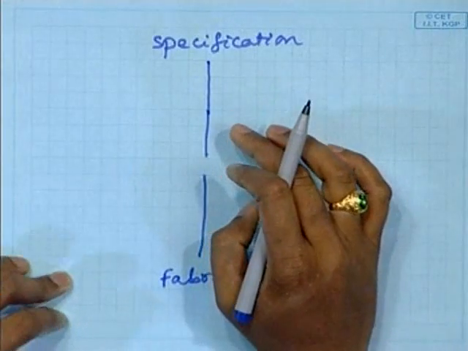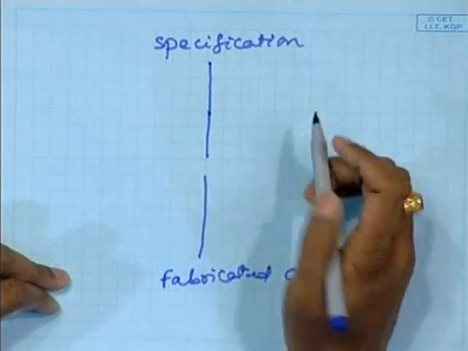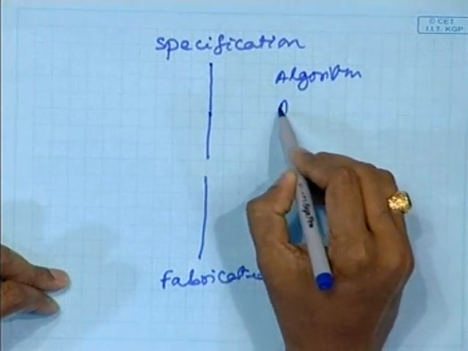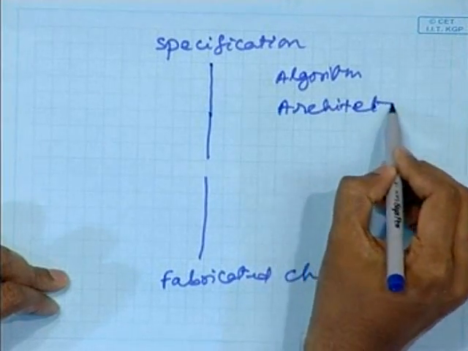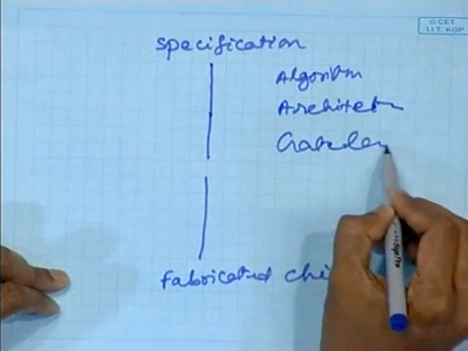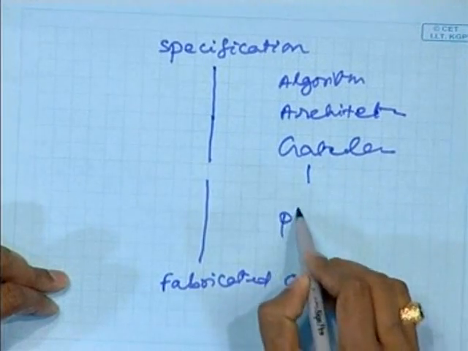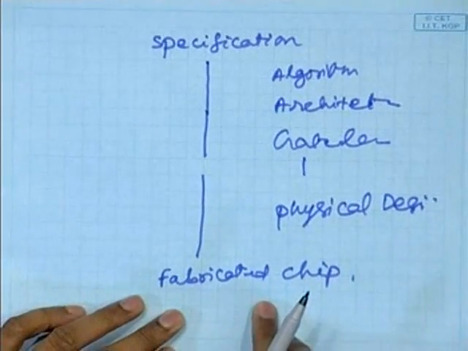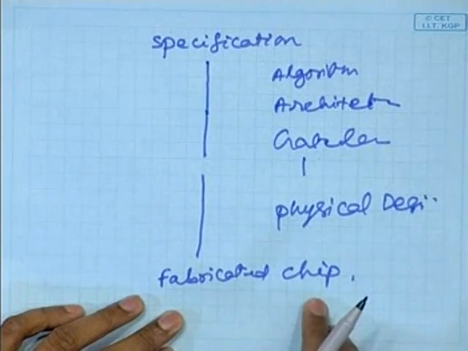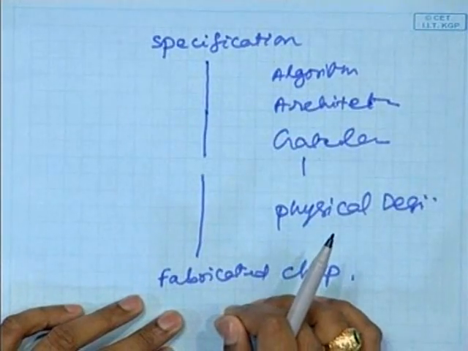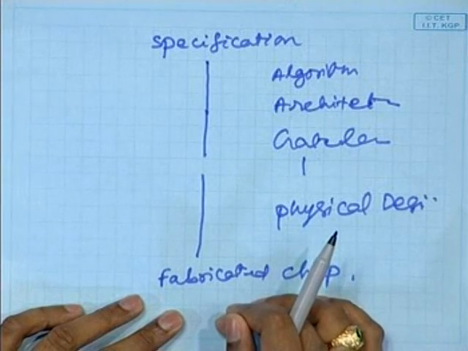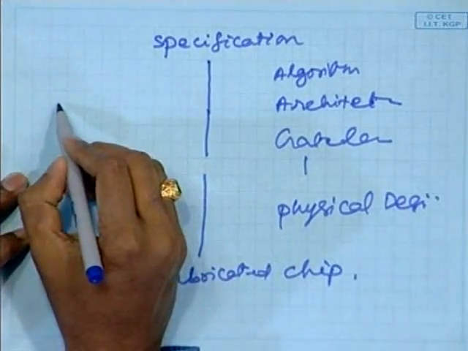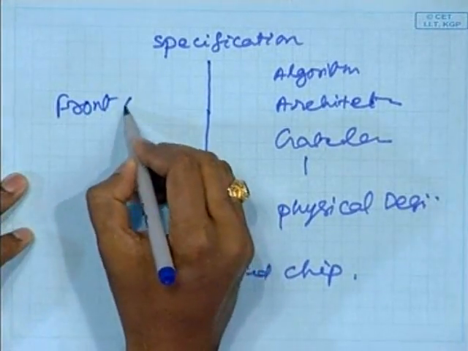I think yesterday's class the steps were already given. From the specification, we have an algorithm, then the architecture, and from the architecture to the gate level. From the gate level netlist to the physical design, and from the physical design you have to tape out your chip, get the GDS2 and get the fabricated chip. So these are basically the steps for the design. Broadly speaking, these steps fall into two parts. One is the front end design.